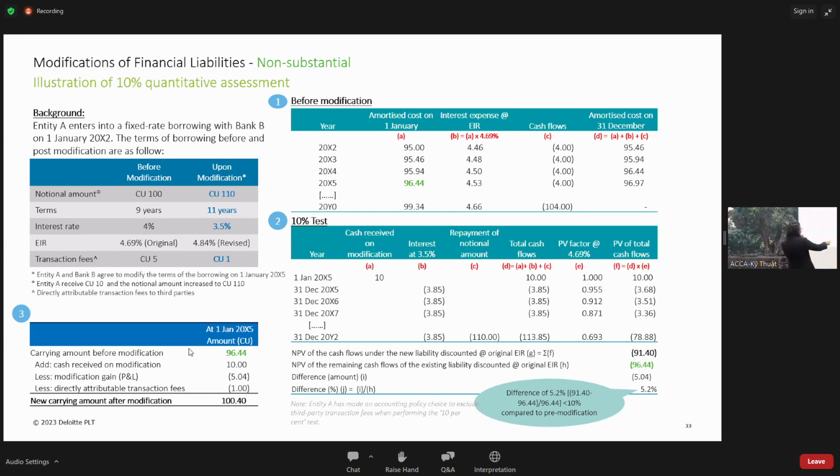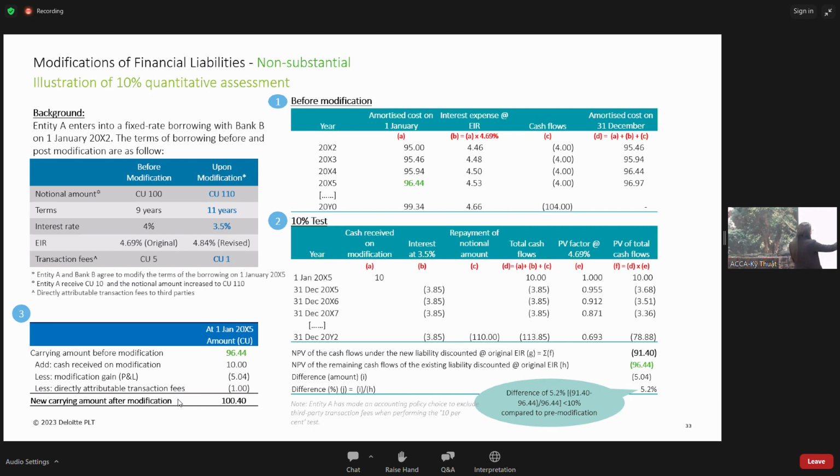So I have what we call the 10% test. What I need to do is plot every single cash flow of the modified term. So I will have this 10 that I receive on modification. This is the cash flow that I need to pay for my loan, which is 3.5% of 100, which is 3.5, for the remaining period. Then this is the amount that I need to pay as principal, 110. And the total cash flow is summarized all here, in this column.